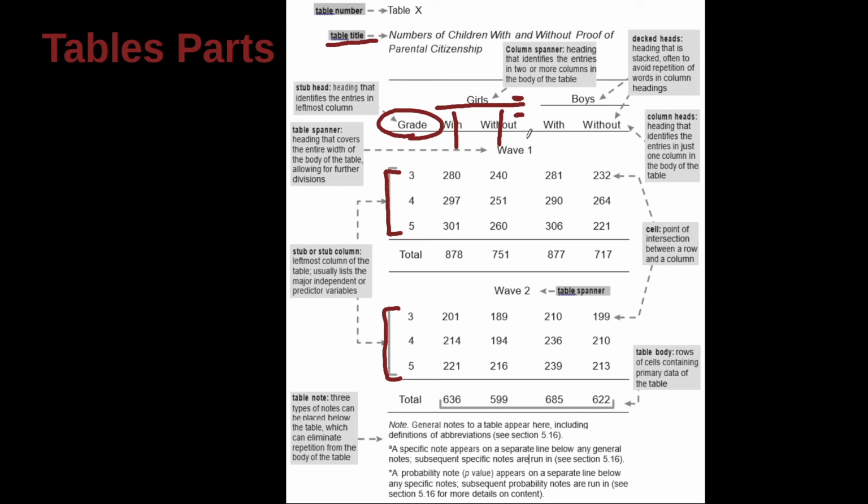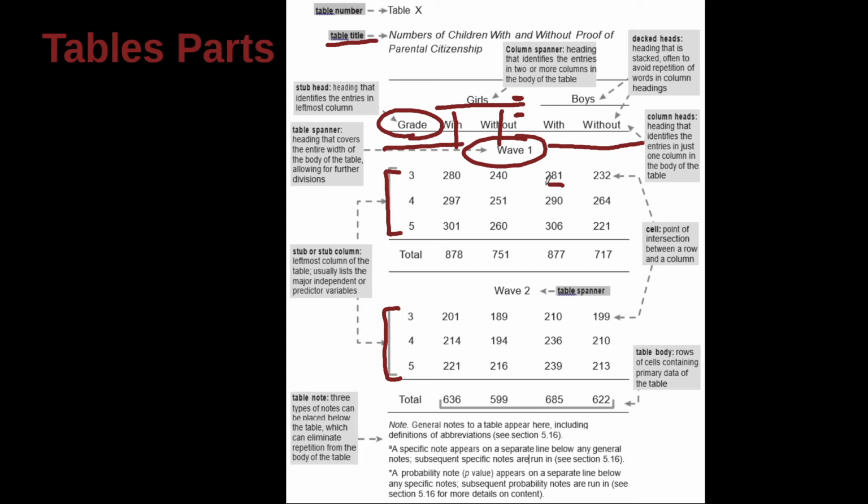And then down here we have this overall spanner. This is called a table spanner because it's actually going across the whole table. It's the title going all the way across. It represents all those columns. So all these columns here are wave 1. All these columns here are wave 2. But each of the columns is different information because some are girls, some are boys, some are with, some are without, and then there are different grades too, right? Okay, so that's some of the basic vocabulary.